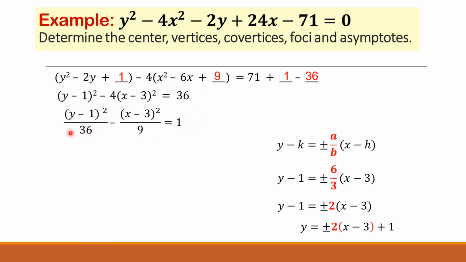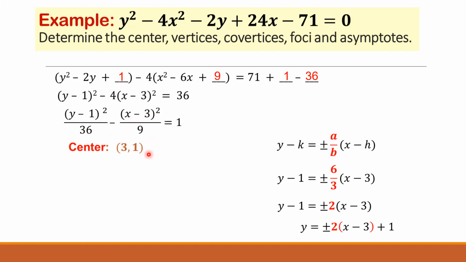Okay, since the positive fraction belongs to y, this is the a squared. And we have a vertical hyperbola, just like the y-axis. So a squared is 36. Vertical hyperbola. Pero ang center natin, we're tasked to get the center. That will be 3, 1. So 3, 1 is our center with vertical hyperbola.